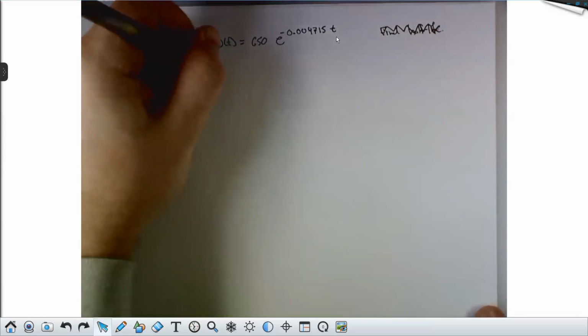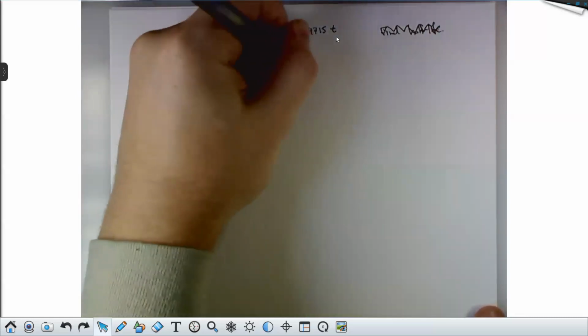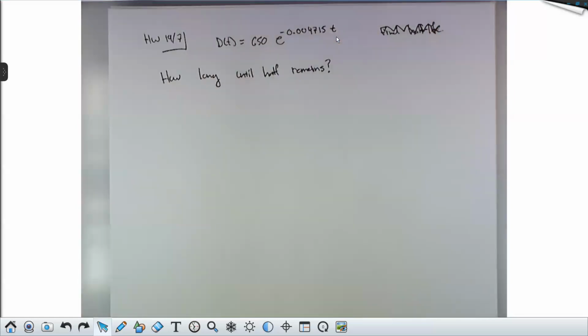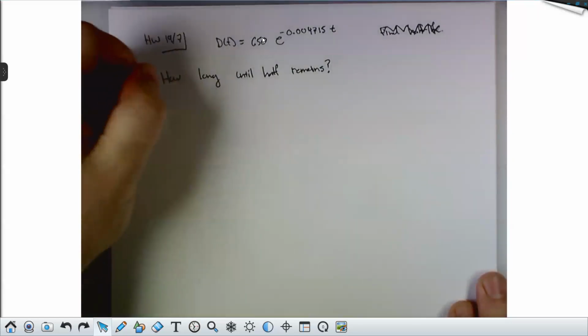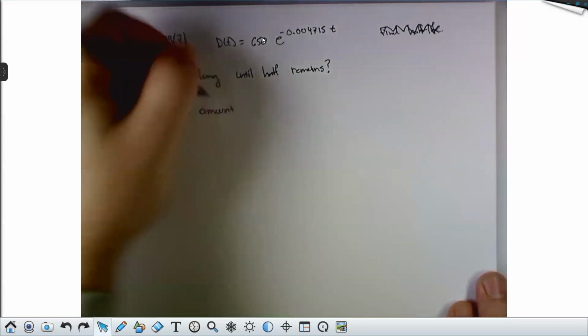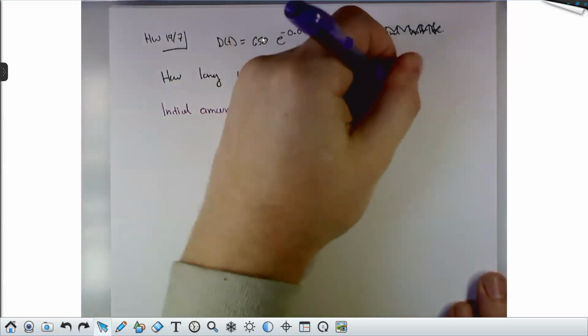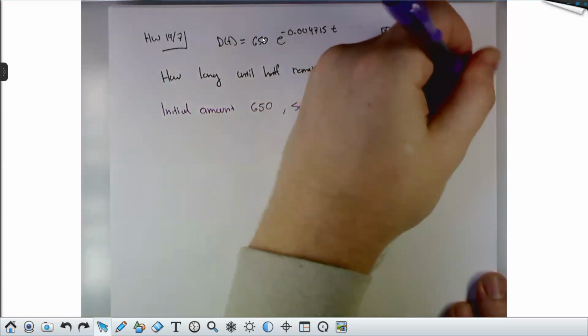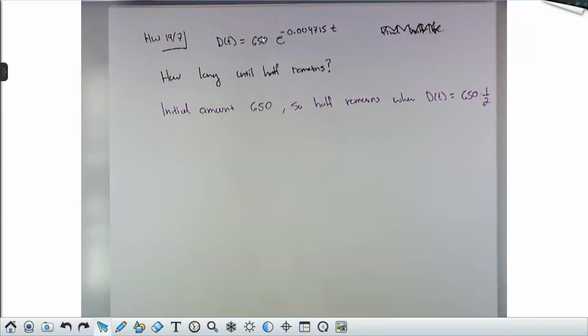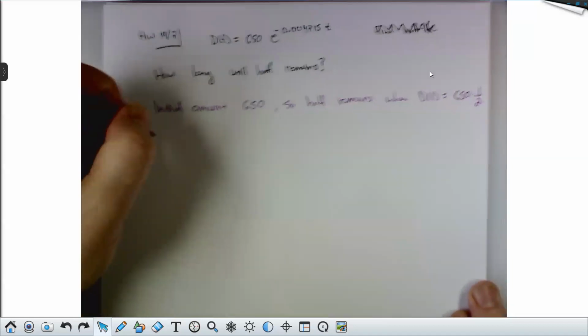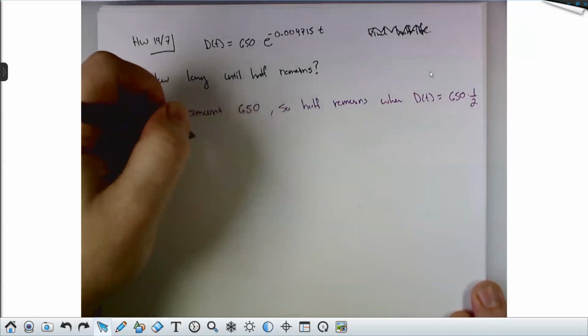One way to do this, let me phrase it the way the problem phrases it. How long until half? Which is the same thing. My initial amount here is 650. So half remains when d of t is equal to 650 times 1/2. So I'm going to take this function and set it equal to 650 times 1/2.